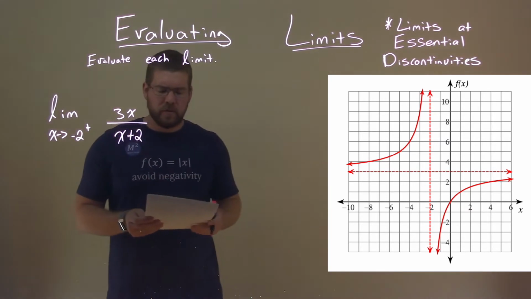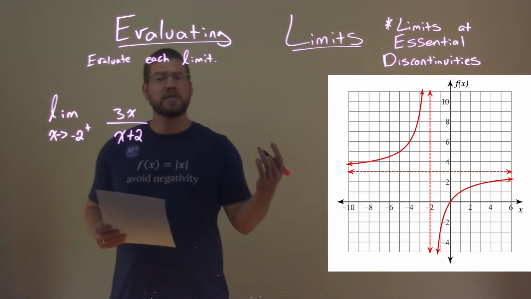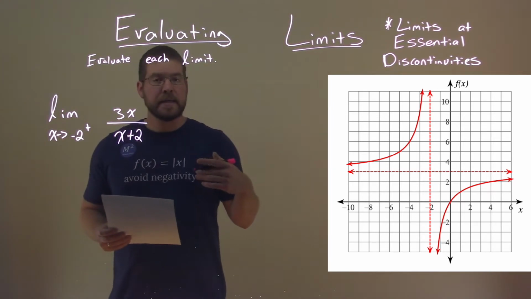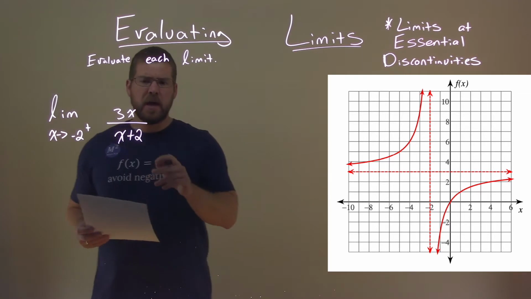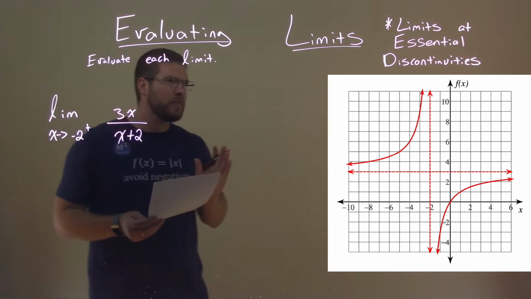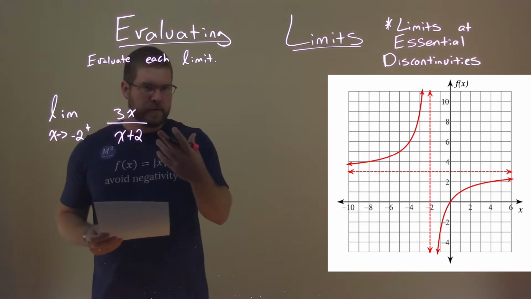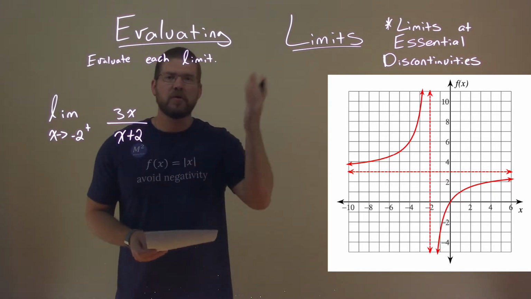So what I like to do is try to see, what happens as we approach -2 from the right? And we really want to see, is this going to be positive or negative? Since we're dividing by 0, or it's approaching 0, we know it's going to go to some infinity.